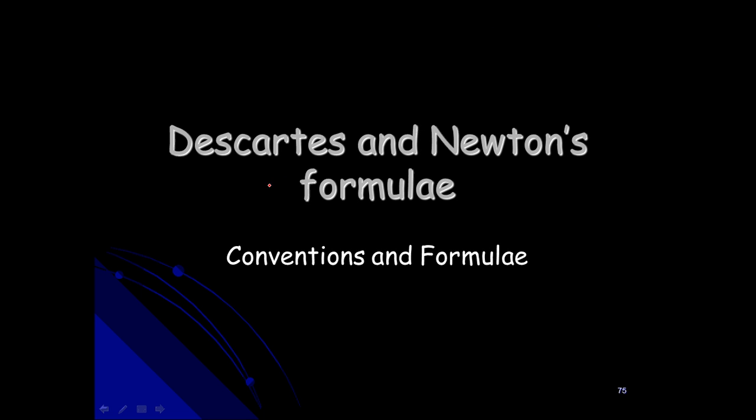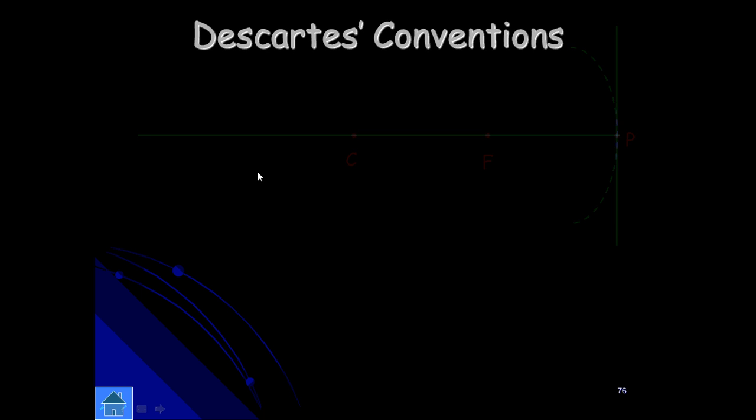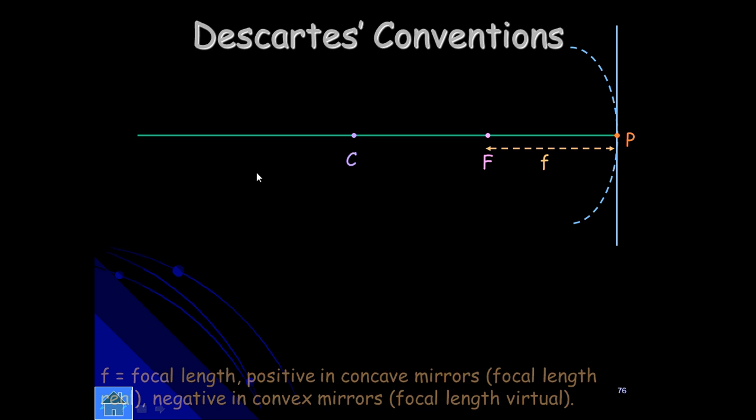There are two major formulas that are available to Year 12 students. Let's have a look at these. The focal length is positive, so it's in front. It's negative for convex mirrors. This is absolutely essential in understanding how to do the calculations effectively.